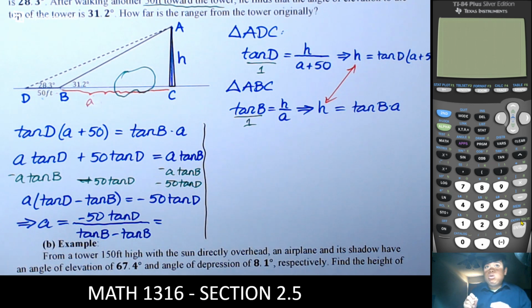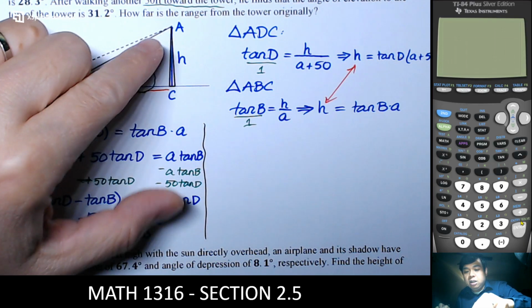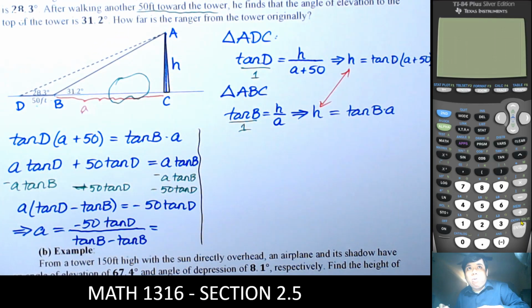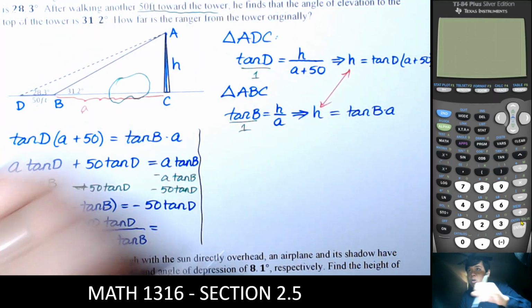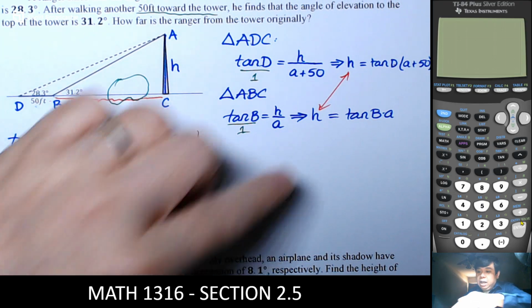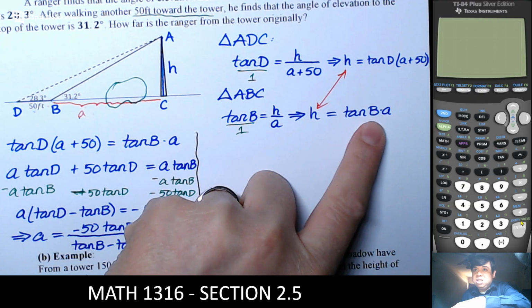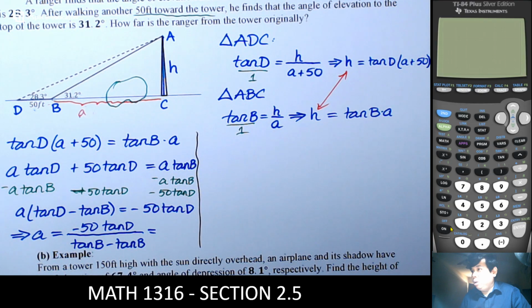So to recap, we try to find the height, but we won't be able to find the height directly. We know that for both triangles ABC and ADC, we can solve for H. And since both of them are equal to H, they equal each other. We let them equal each other, and we can find the missing variable A. Once we know A, we have the rest of the problem. Okay, so A equals negative 50 tangent of D. D is 28.3.